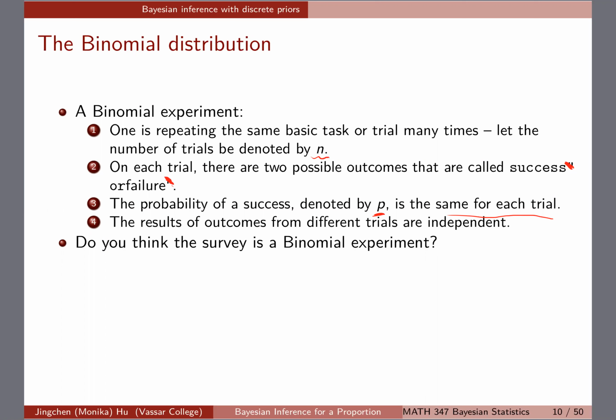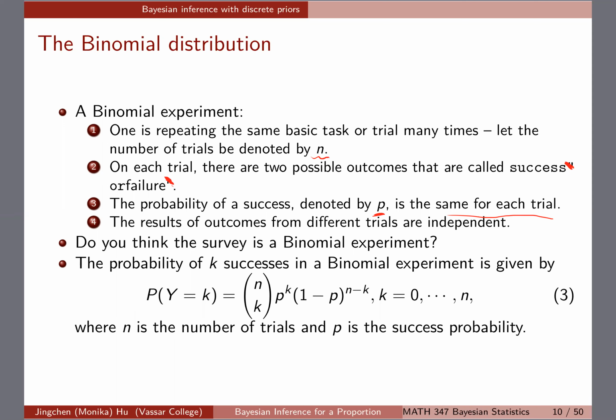I guess number 3 and number 4 are a little bit questionable, because it's hard to determine whether all of the trials are independent. And on top of that, it's possible that people's success probability of choosing Friday might not be the same. But regardless, for simplicity, we're going to assume this is a binomial experiment. And with that in mind, you probably have seen this before, hopefully somewhere. We need to know this density.